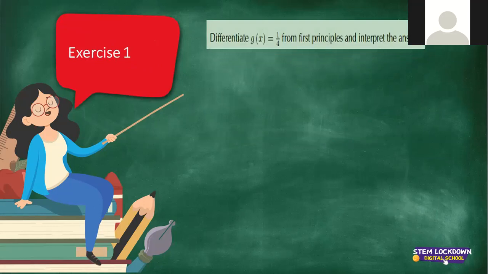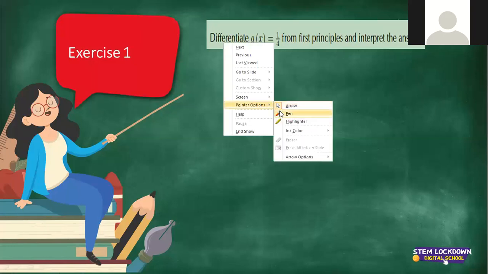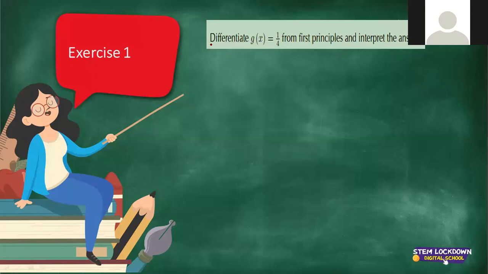If you're given a function, so this is your function: g of x equals 1/4. You're asked to differentiate using first principles, and then you also have to say something about your answer. So we're going to differentiate this function here.